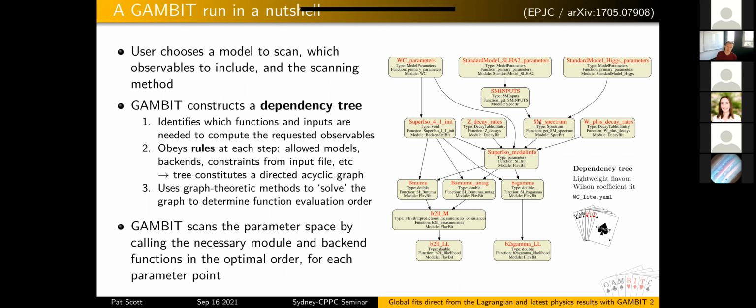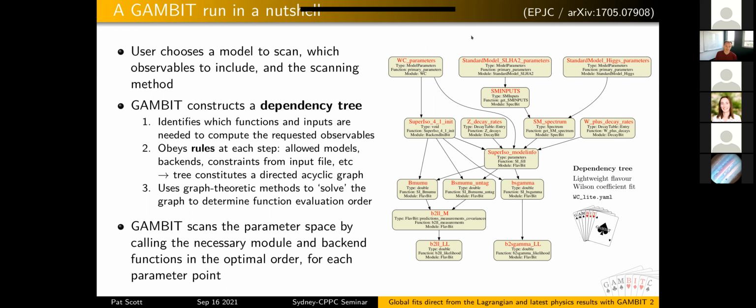So it hooks all of these things together into this graph, and eventually it works all the way back to the actual parameters of the theory. So these are the beginning of the whole information chain. So we have the Wilson coefficient parameters, we have the standard model parameters in SLHA2 parameterization, and then we also have the standard model Higgs sector parameters.